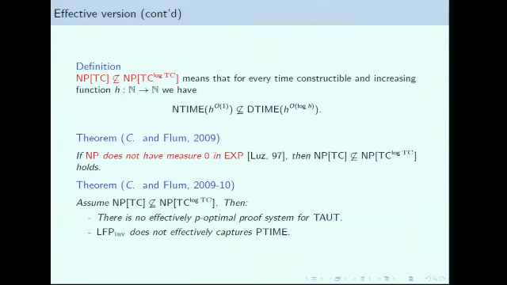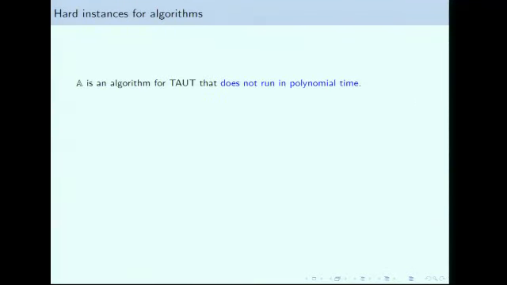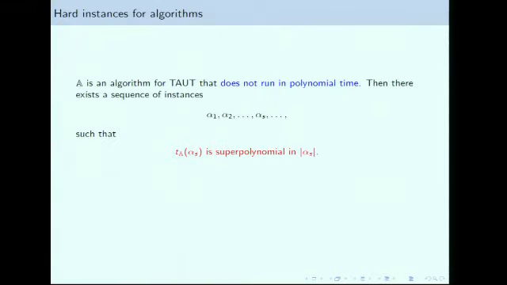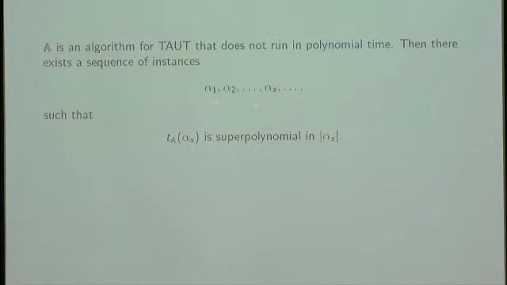So these are the things we can prove, of course assuming some complexity assumptions, by exploiting this equivalence we established. Finally, I want to say something about hard instances for algorithms using our results. Let's say we have an algorithm for TAUT that does not run in polynomial time. Of course, we know then there must be a sequence of instances alpha 1, alpha 2, alpha s, so that the running time of your algorithm A is super polynomial in the length of alpha s. This simply follows from this assumption.